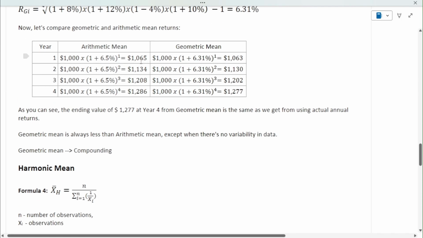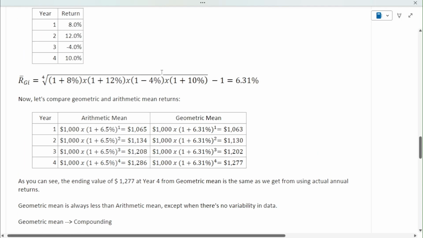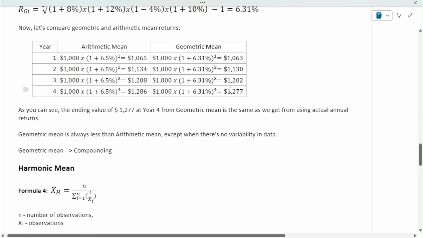If we use the arithmetic mean, which was 6.5%, and calculate annual ending investment values, we are going to end up with $1,286, which we actually calculated in the previous example. However, geometric mean gives us $1,277 at the end of year 4, which was the same amount when we used actual returns. Remember, we calculated the ending investment value by year, and at the end of year 4, it was $1,277.